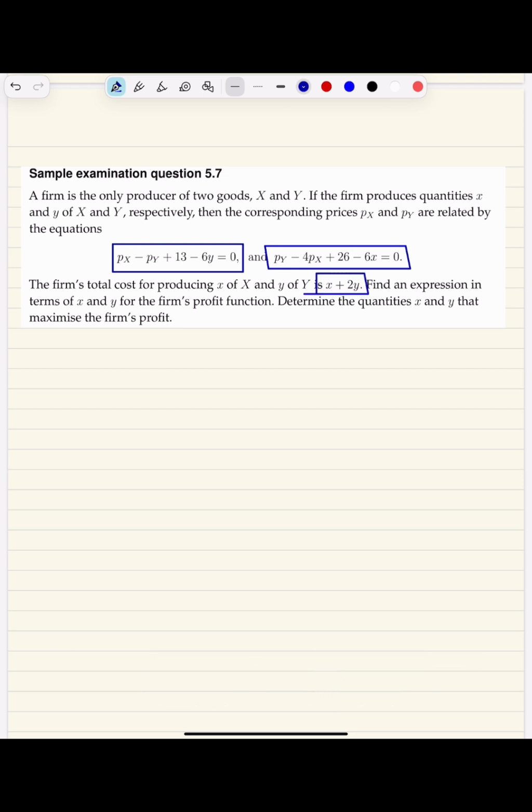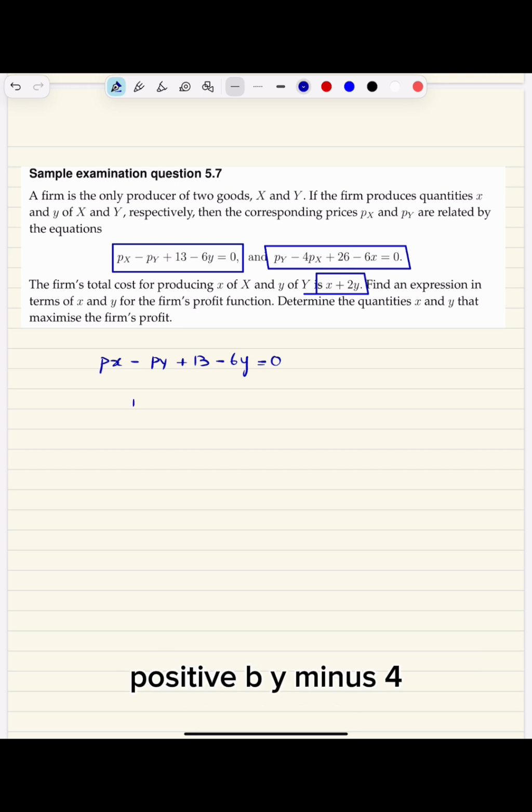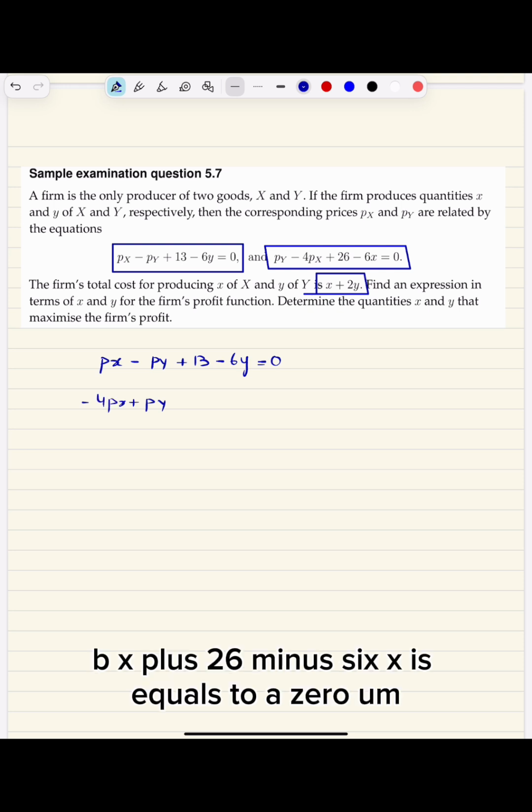Okay. We have Px minus Py plus 13 minus 6y equals 0. And we have a positive Py minus 4Px plus 26 minus 6x equals 0.